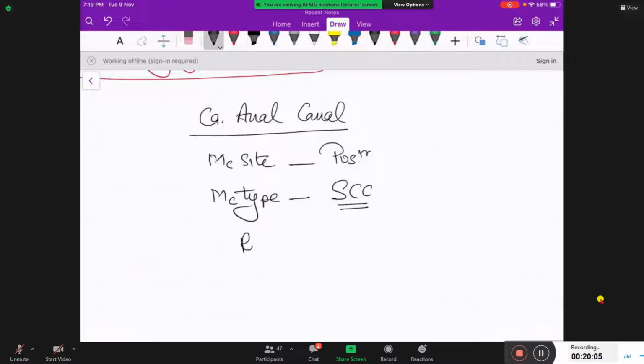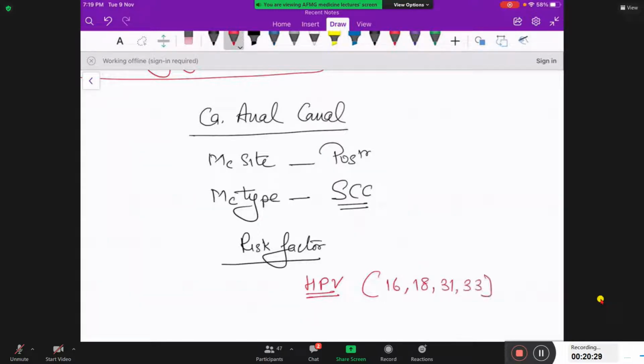In risk factors, we should know the most important risk factor for anal malignancy is human papilloma virus: 16, 18, 31, and 33.